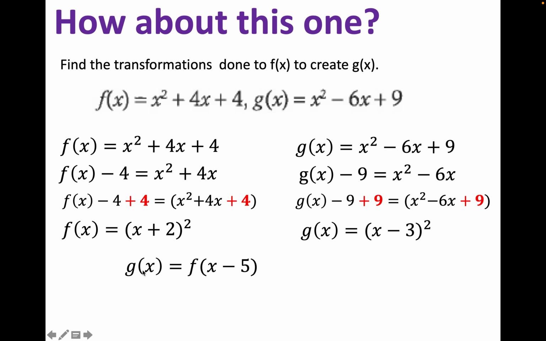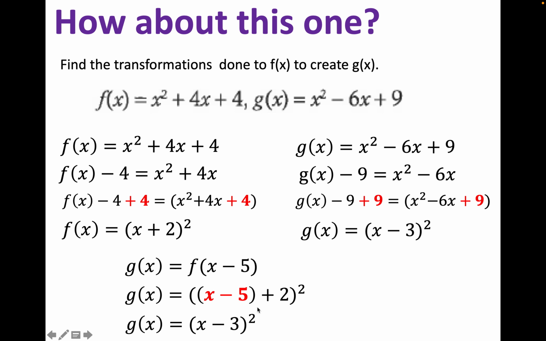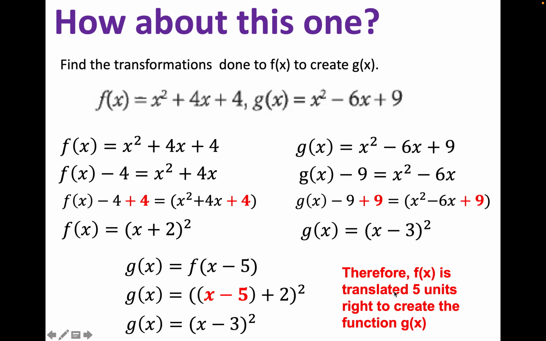Well, g of x occurs when we do f of x, but we replace this x with x minus 5. Imagine putting x minus 5 in here. Then you end up with minus 5 plus 2, and that gives us the negative 3. Basically, what happens to 2 to turn it to negative 3? We have to subtract 5. So there's the transformation. See, we put that x minus 5 in here. If you add 2, you get to the g of x function. What transformation is that? Well, therefore, f of x is translated 5 units right to create g of x.